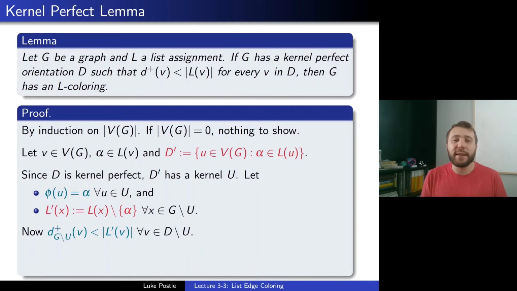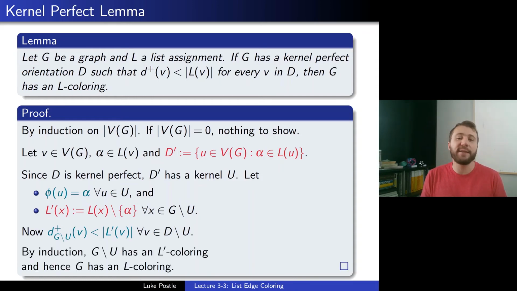So how do we get this? Because, well, yes, I lost the color alpha. Of course I had to lose alpha because we removed it from the rest of D prime, but I also am guaranteed to lose at least one out neighbor because of the kernel. That was the definition of kernel. So we're always guaranteed to lose a color, but we're also guaranteed to lose at least one out neighbor, and we preserve this fact that the list sizes are greater than the out degrees. So then by induction, G minus U has an L prime coloring, and hence G has an L coloring.